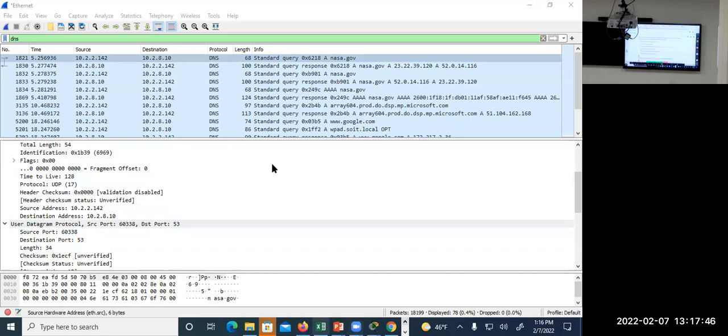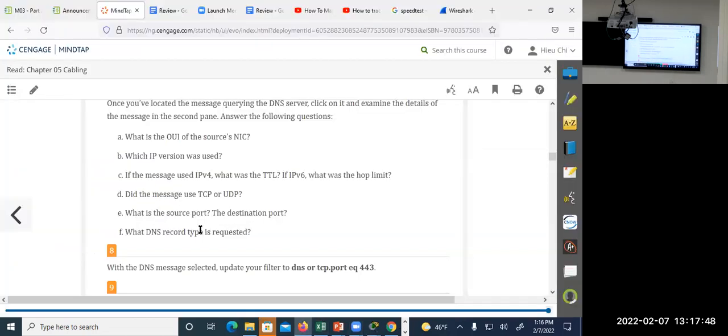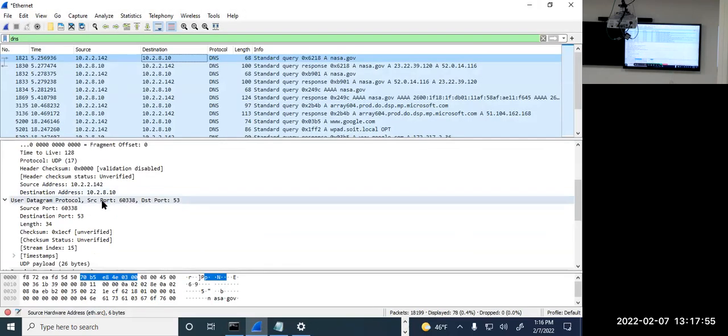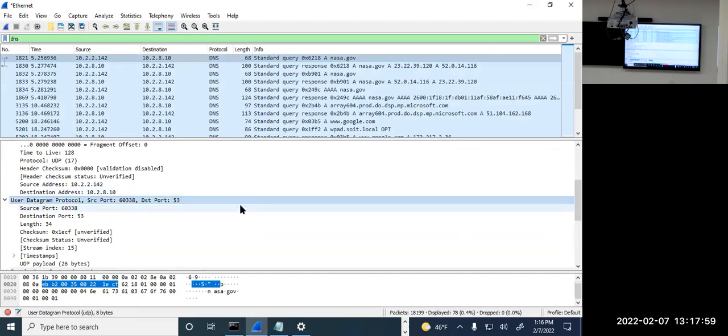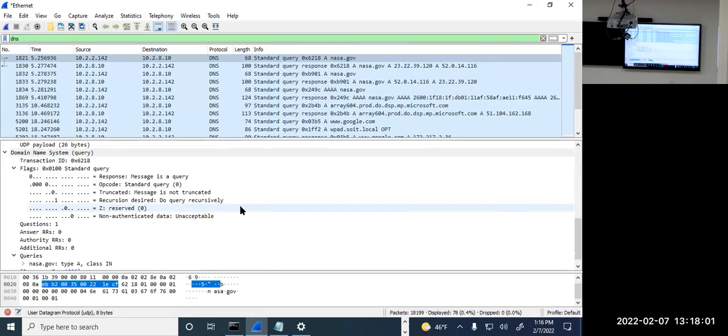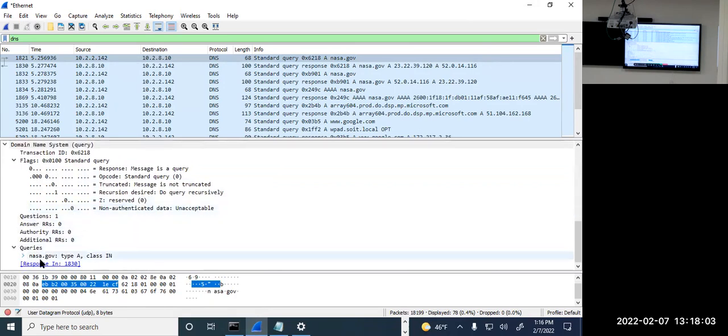What else? What is the source port and destination port, and the DNS record type? You can see on the DNS, in Wireshark here, the source port here, the destination port here, 53. So we work with DNS. And what's the record? You can see the query record here. The record here is type A, and type A is for IPv4, but in the case of IPv6, you have AAAA here.